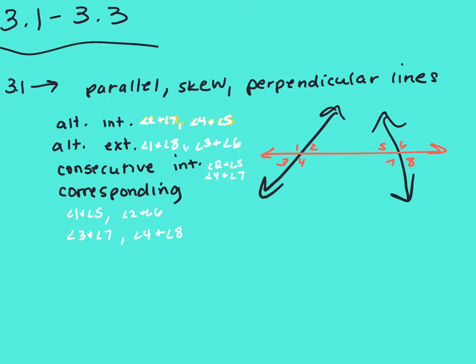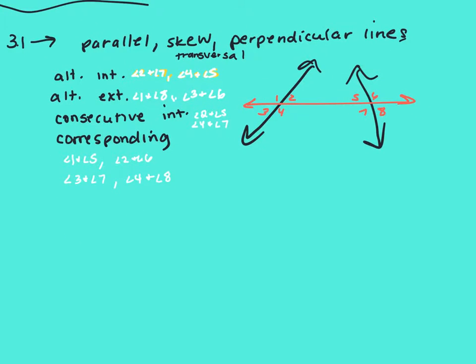So you want to be able to identify those special kinds of angles from a diagram. These are not congruent or supplementary yet because those lines are not parallel. So all that stuff happened. We also talked about transversal, but all of that stuff happened in 3.1.